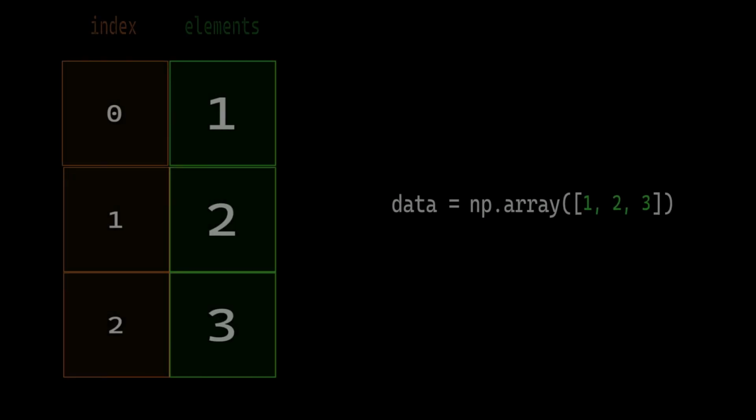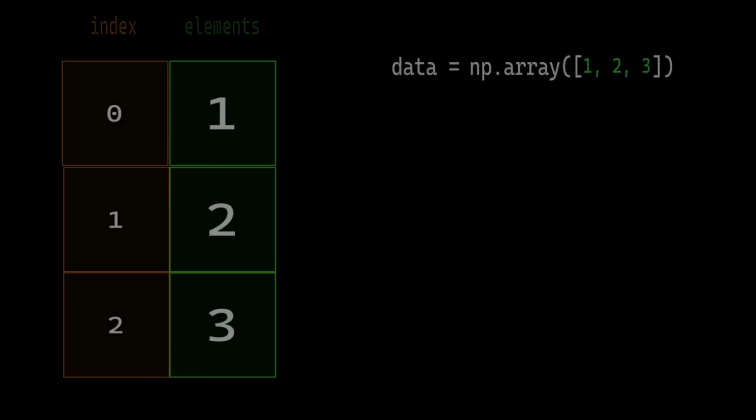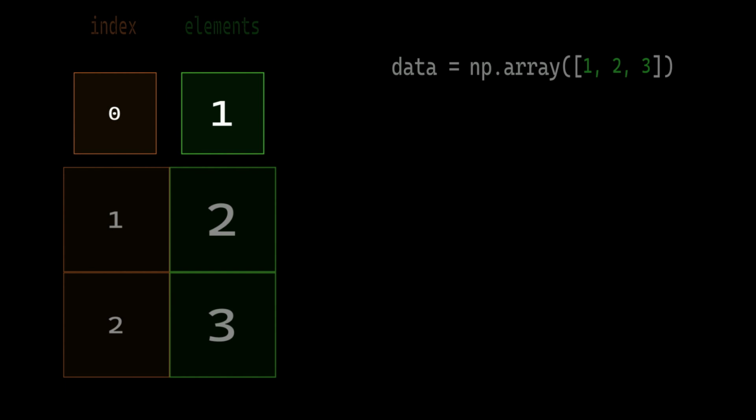We have a NumPy array stored in the variable called data. We want to access the first element at index 0 of that array, which is 1. In order to access the first element at index 0 of that array, we must specify an index we want to extract from the array.